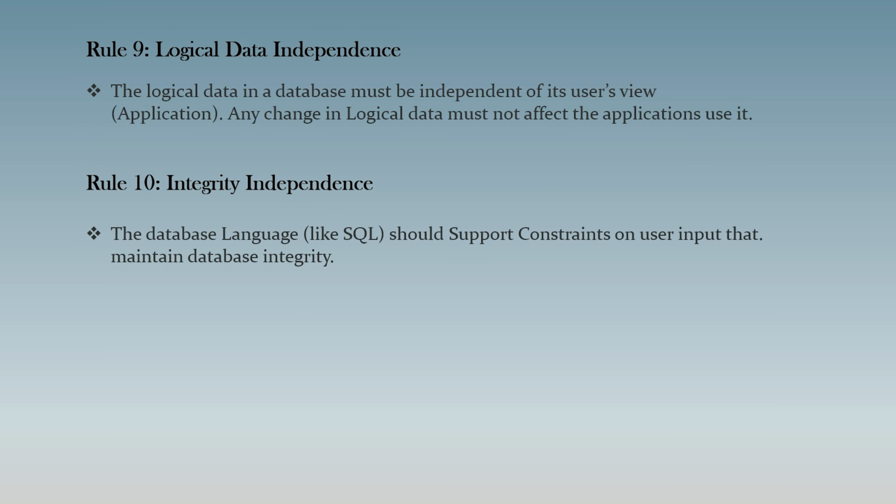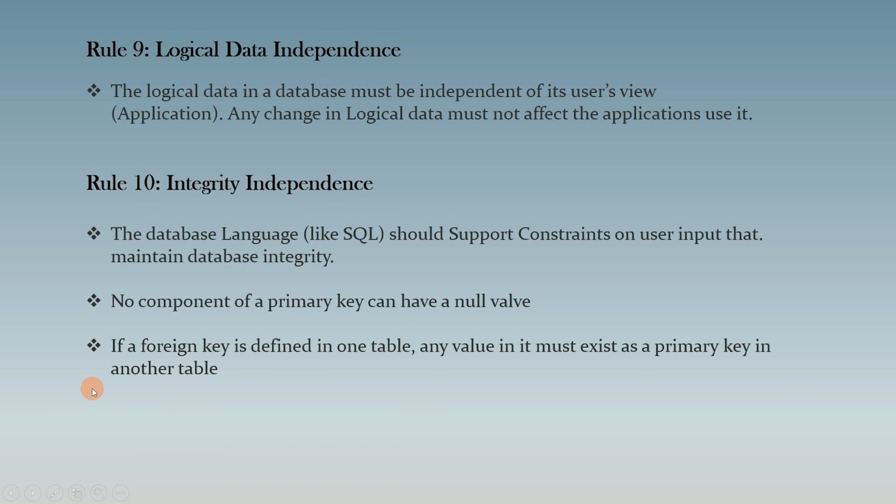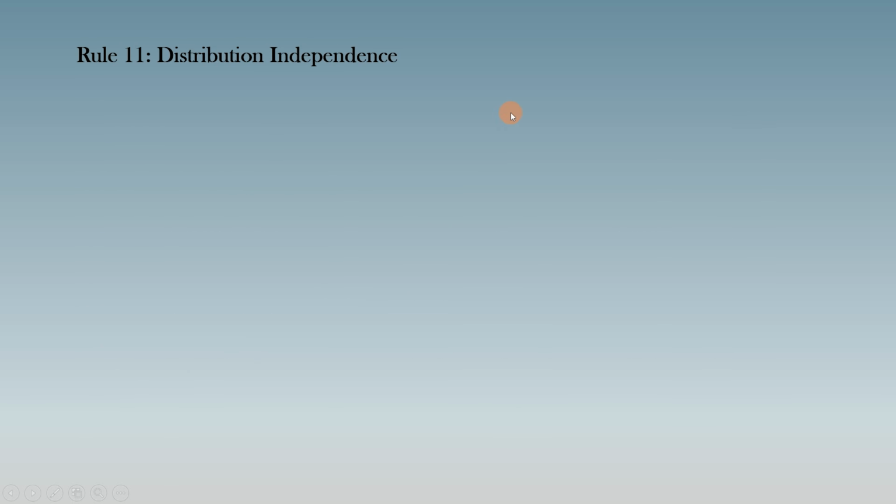Now rule number 10, integrity independence. The database language like SQL should support constraints on user input that maintain database integrity. No component of a primary key can have a null value. If a foreign key is defined in one table, any value in it must exist as a primary key in another table.